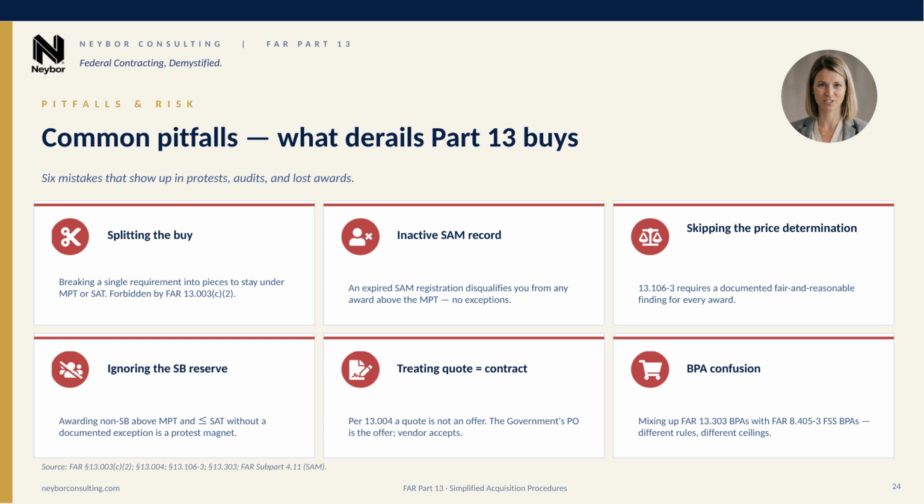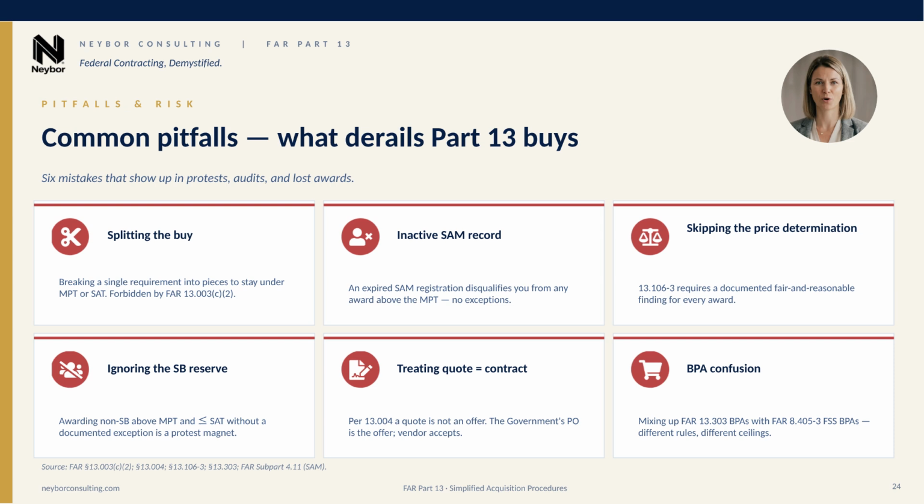Third, skipping the price determination. Section 13.106-3 requires a documented fair and reasonable finding for every award. Leaving it out is the single most common audit finding. Fourth, ignoring the small business reserve. Awarding non-small business above the MPT and below the SAT without a documented exception is a protest magnet.